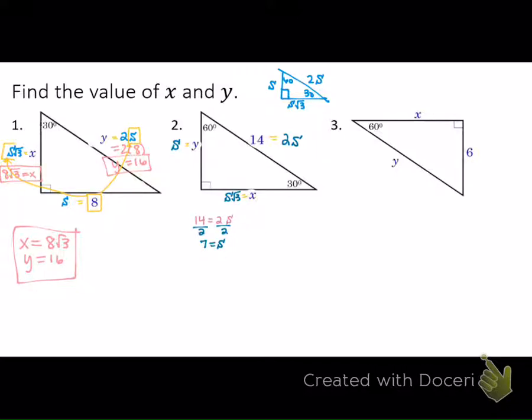Do not change side lengths. What is the length of this side? 14. It is not 7. Please do not tell me that one is 7. Which one of those lengths is 7? The length of y. So y equals 7, because wherever we see an S now, we can replace it with 7. So Rob, what is x then? 7 root 3. Perfect.